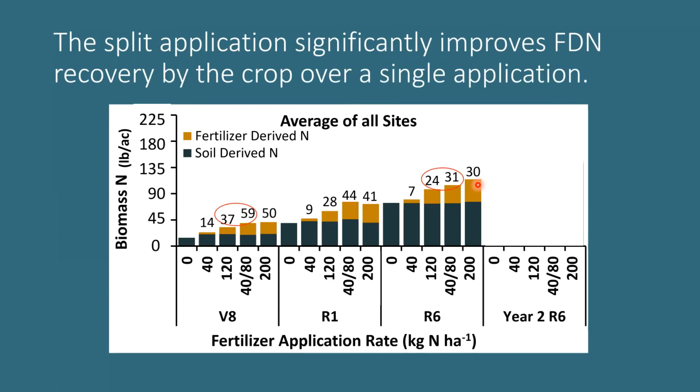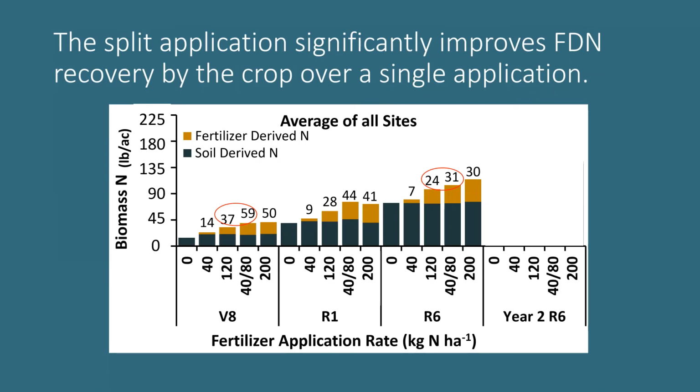Another point to consider is when we look at the single versus split application at the same rates. So that 120 versus the 40-80 split. At V8, the split application significantly improved fertilizer-derived nitrogen uptake over that single application. And so we have 59% versus 37%. And this is due to that split application not being subject to nitrogen loss mechanisms for 20 to 30 days relative to the applications done at planting.